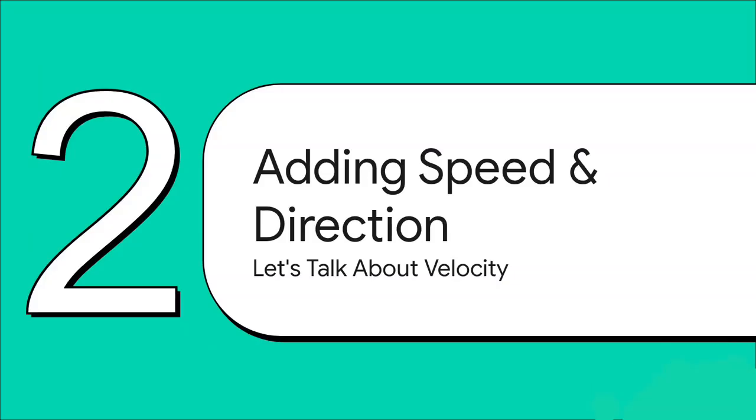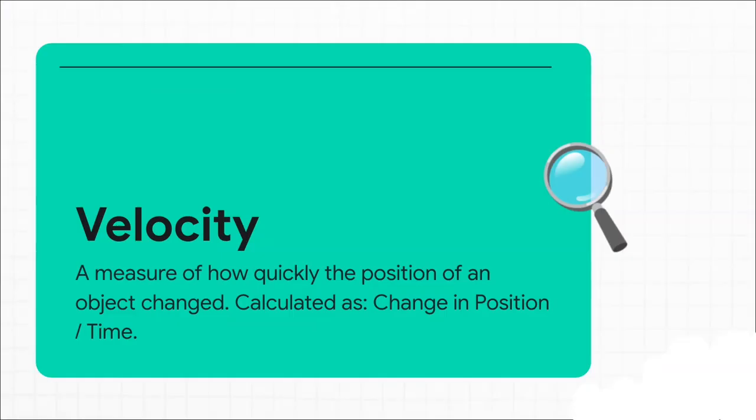Okay, enough with things just sitting still. Let's get moving. And when we start to describe how quickly an object's position is changing, well, that's when we're talking about velocity. So what is velocity really? It's just a measure of how fast an object's position is changing over a certain amount of time. And the formula for it? It's beautifully simple. You just take the change in position and you divide it by how long it took for that change to happen. That's it.